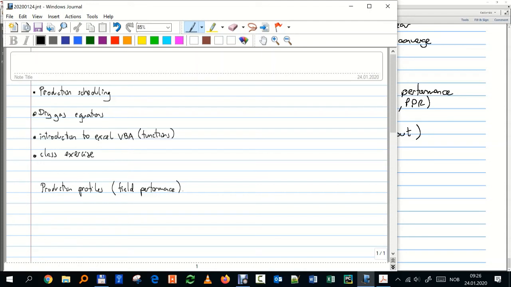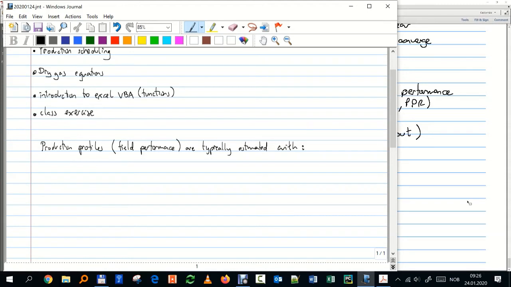So production profiles are typically estimated with a few methods that some of you, or I guess most of you, will be familiar with. And one of the preferred methods is with a reservoir simulator.